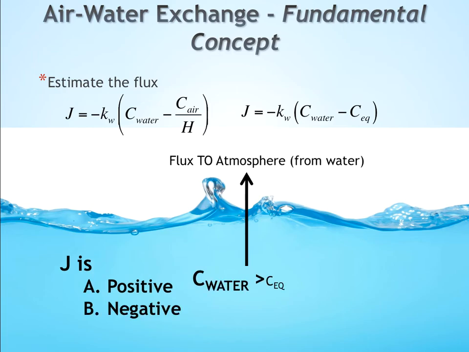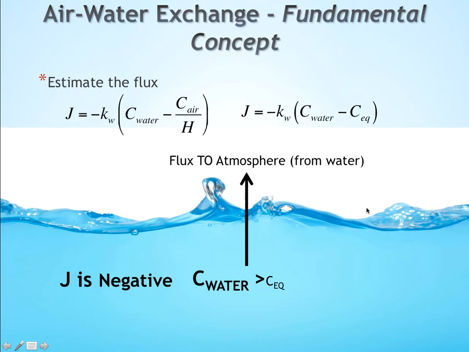Okay, the opposite situation, so you can already probably answer this question, is when you have the concentration in water which is greater than the amount that should be there at equilibrium. In that case, you're going to have a positive number here multiplied by a negative, so your J is going to be negative. So a negative J means that you've got flux to the atmosphere from the water.